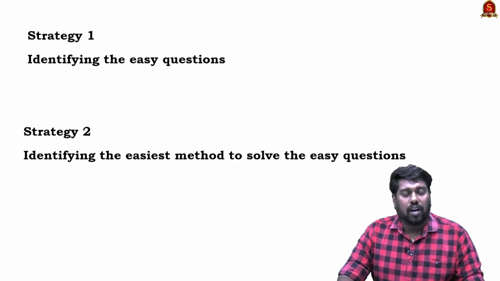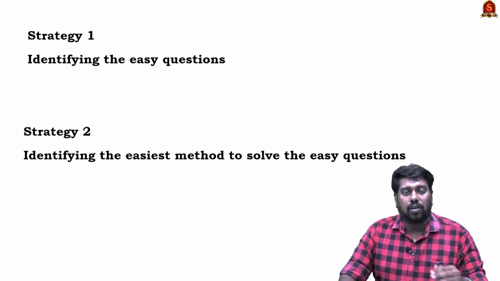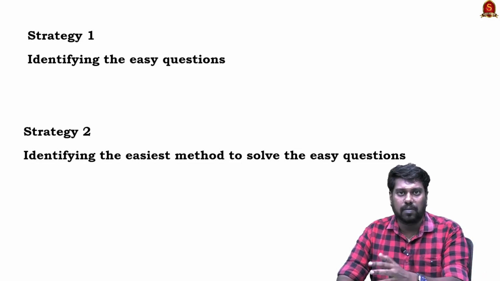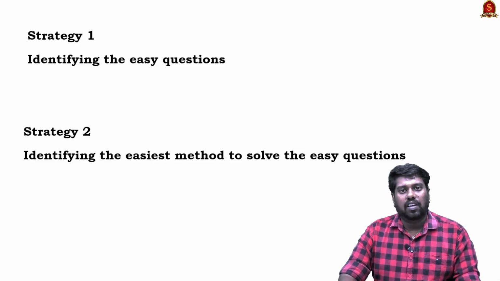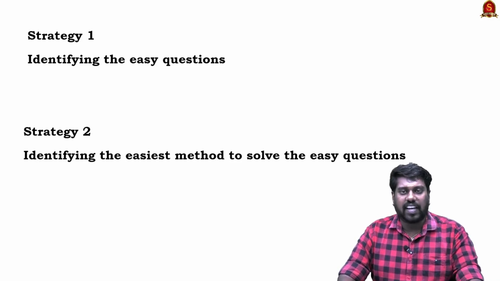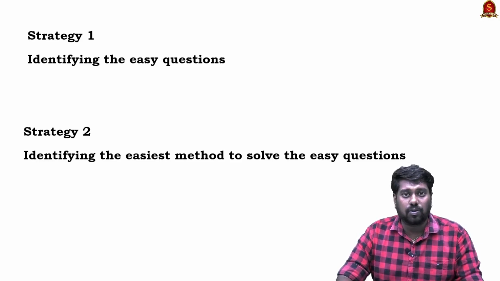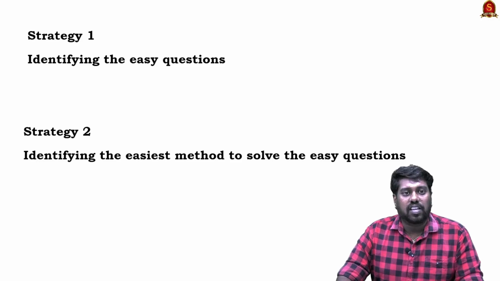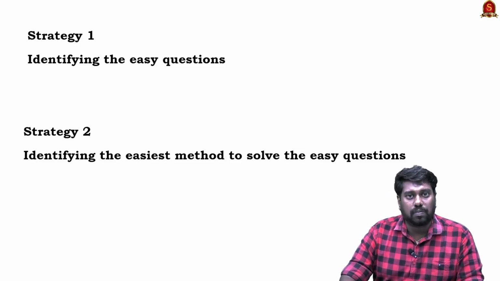Second part, not only identifying the easy question but also using the easiest solution for that particular question. For example, I can say 2 plus 2 is equal to 4, and I can say 2 by 2 plus 2 by 2 plus 2 by 2 plus 2 by 2 will be giving 1 plus 1 plus 1 plus 1 is equal to 4. First also I will be getting the answer, second also I will be getting the answer, but what is the easiest solution? The first one is the easiest solution. So not only identifying the easy questions, but adopting the easiest method for answering that particular question also plays a major part.